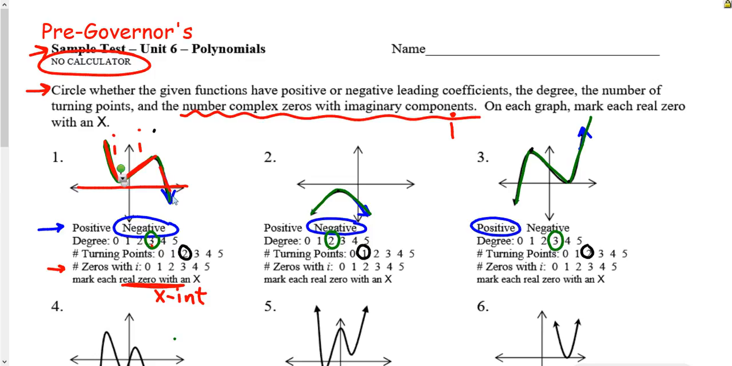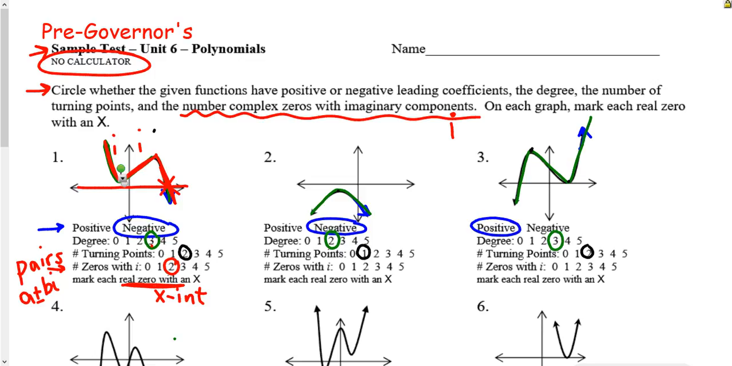But this third branch, that one touches the x-axis. I was supposed to mark that with an x, so I'm going to put a mark there. I had 2 imaginaries, and I had 1 that was real. Realize that imaginary zeros always have to come in pairs. We know that if a plus bi is a zero, then a minus bi also has to be a zero. That's our conjugates rule for any complex zeros with imaginary parts.